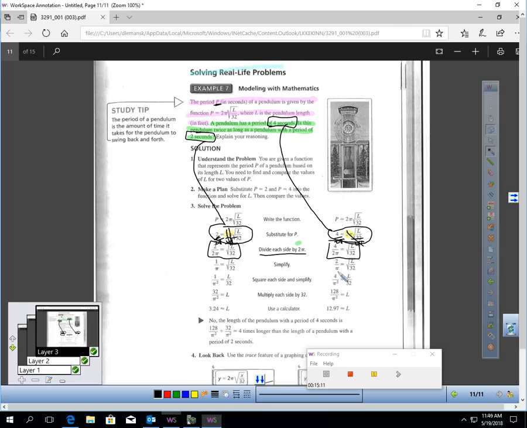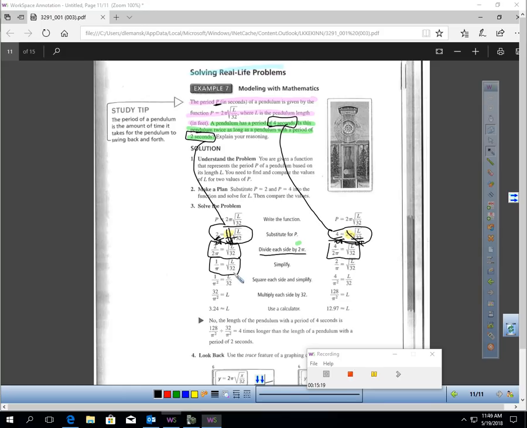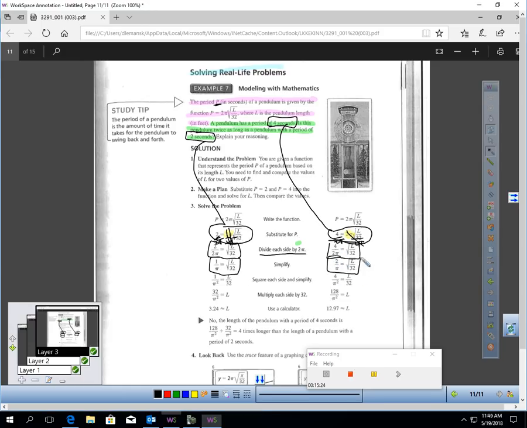The book then simplified. 2 divided by 2 is 1. That's why they now have 1 over pi is equal to the radical L over 32. And over here, 4 divided by 2 is 2. We have 2 over pi equals radical L over 32. We got to square each side to get rid of the radical. So when you square over on the right, that means the radical disappears. And when you square on the left, you're going to get 4 over pi squared here. And if you square here, you're going to get 1 over pi squared.